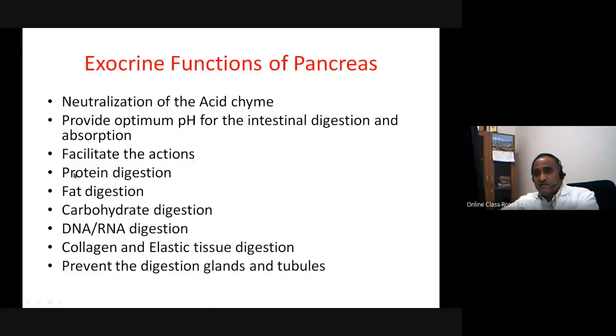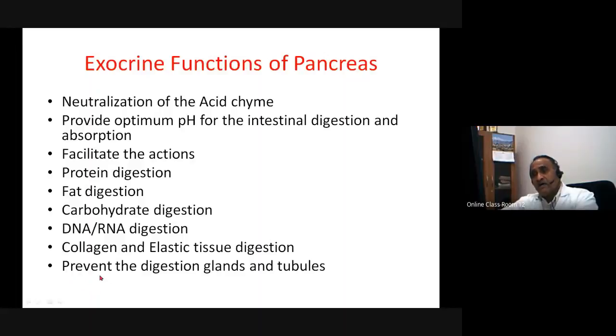And it has an enzyme system for the digestion of protein. It has an enzyme system for the digestion of fat. That means it participates in protein digestion, fat digestion, and carbohydrate digestion. Protein digestion is by trypsin, chymotrypsin, carboxypeptidase, and other peptidases. The fat digestion is by the lipases. The carbohydrate digestion is by the pancreatic amylase, and DNA and RNA digestion is by DNase and RNase. Collagen and elastic tissue digestion is by collagenase and elastase enzymes.